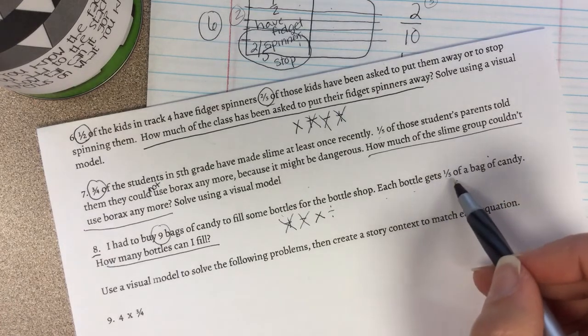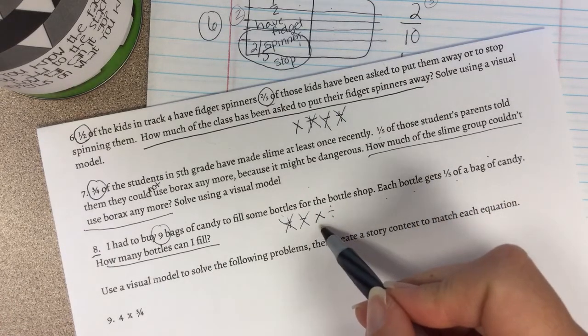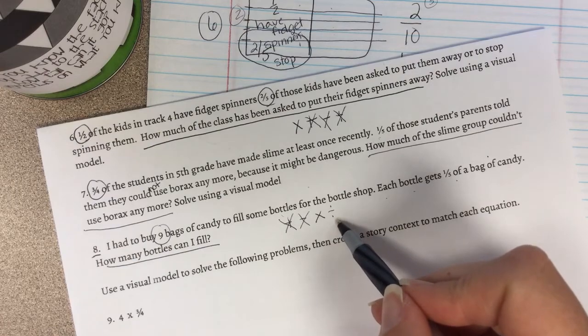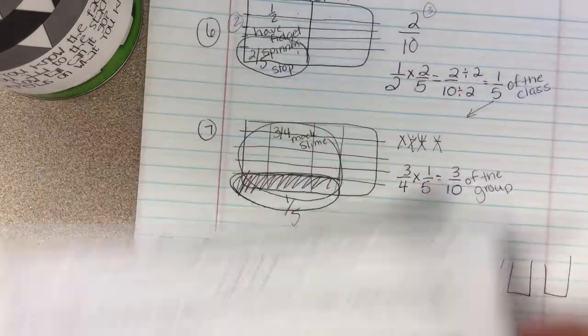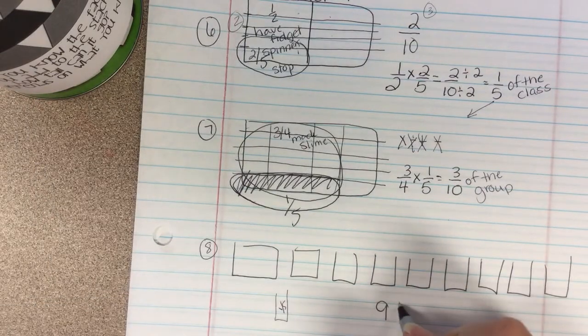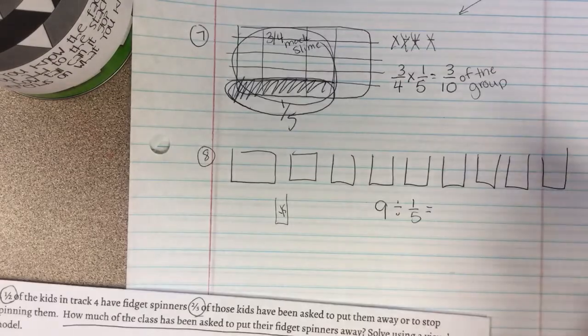Well, each bottle gets a fifth. Well, maybe, I'm not sure. Am I dividing? Am I dividing it into a lot of little bags? Yep, I can imagine I'm picking them out and doing them to tons of bags. So yes, I'm doing 9 divided by 1/5. You got to ask yourself these questions.